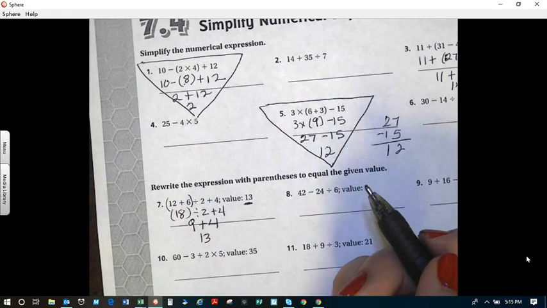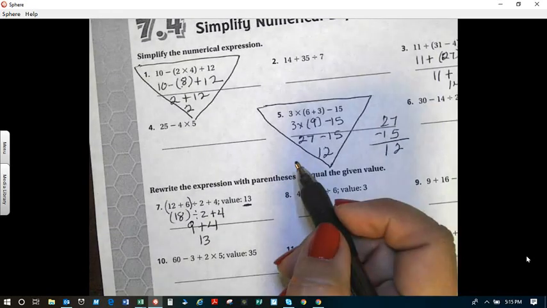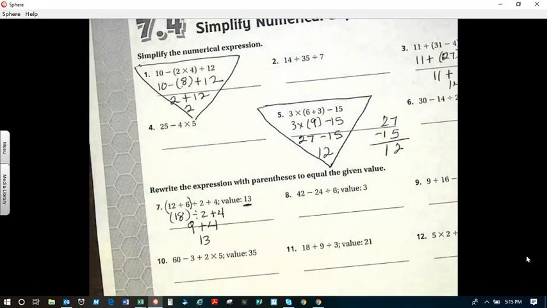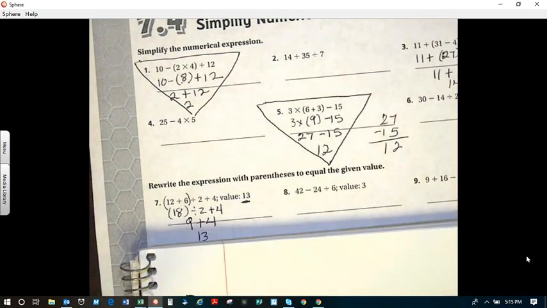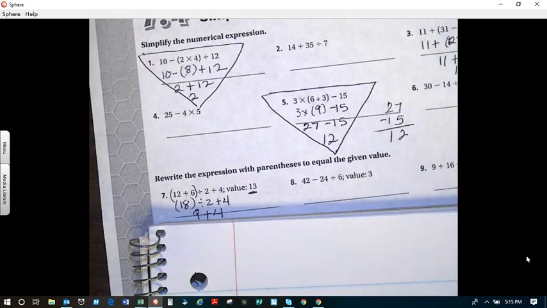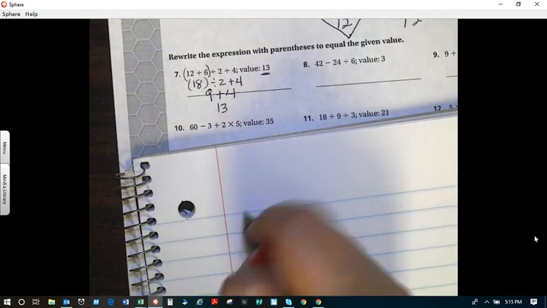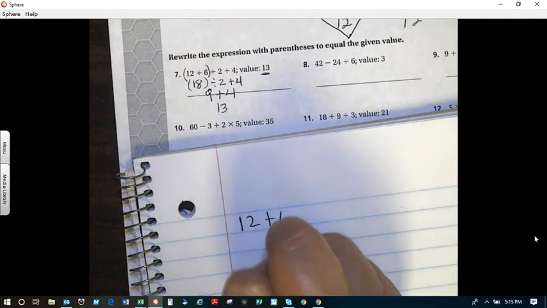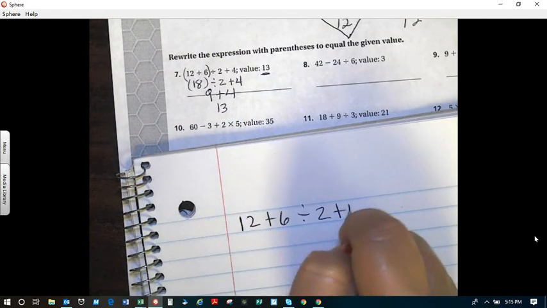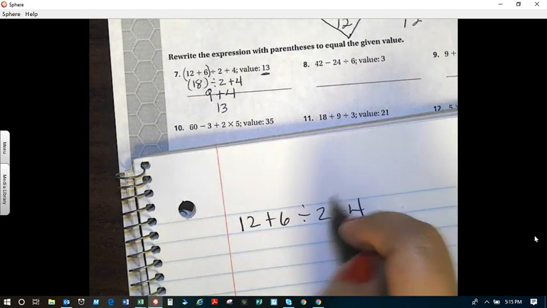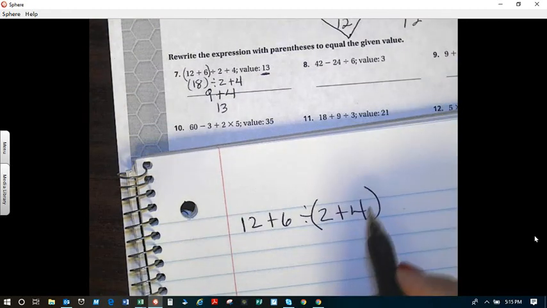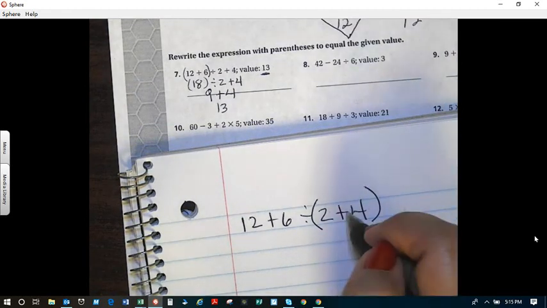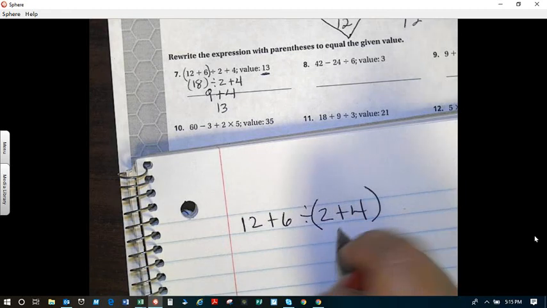Could we do it a different way? All right, so actually I'm going to get my paper over here and see if I can do this a different way. I'm going to see if I can scoot this up here. There we go. All right, let's take a look. I have 12 plus 6 divided by 2 plus 4. Can I group 2 plus 4? And let's see, what is 2 plus 4? All right, that makes it 6.